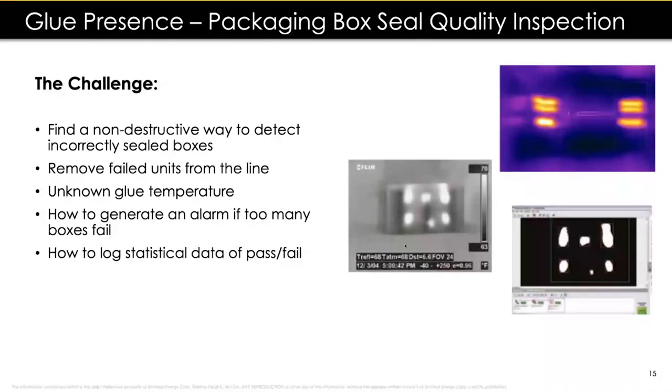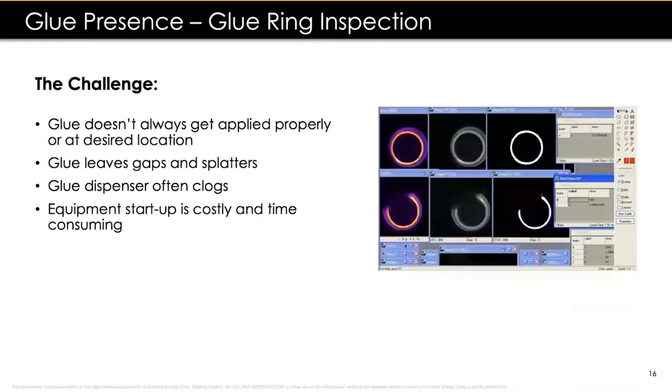If we saw that we didn't have enough glue in a particular area, or if it was in the wrong location, then we would send a fail signal back to the PLC and say to take this particular product off the line. So this was a successful project, and I know that many more have been done throughout the world on these types of packaging or box seal inspections with glue and adhesive. But this was a very neat project.